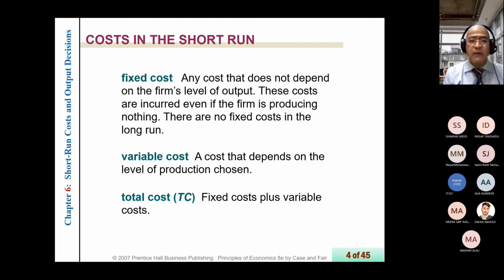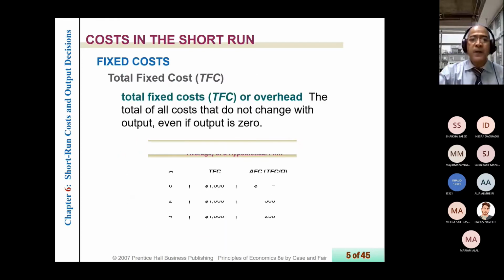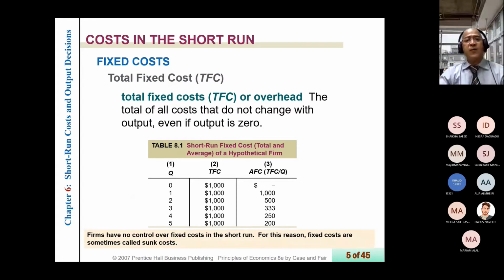Total cost is fixed cost plus variable cost. Okay, so what is total cost? We have two kinds of costs, fixed costs and variable costs. Let's say simply: fixed cost, such as the rent, and variable costs, such as the wages. So we are still with fixed cost.